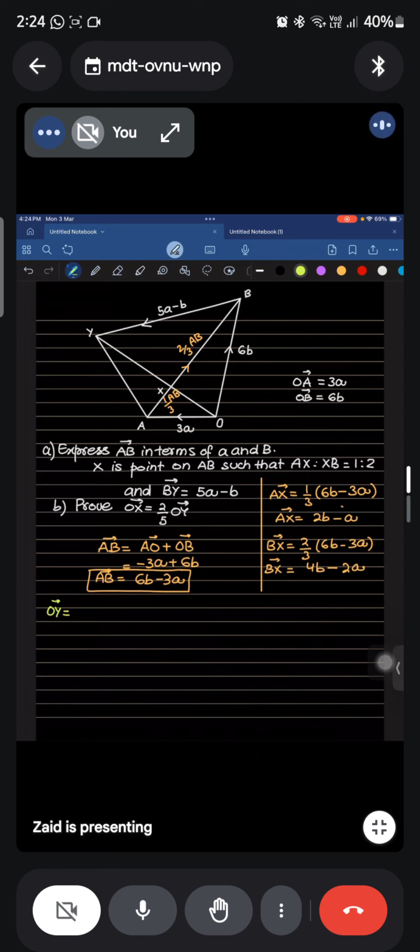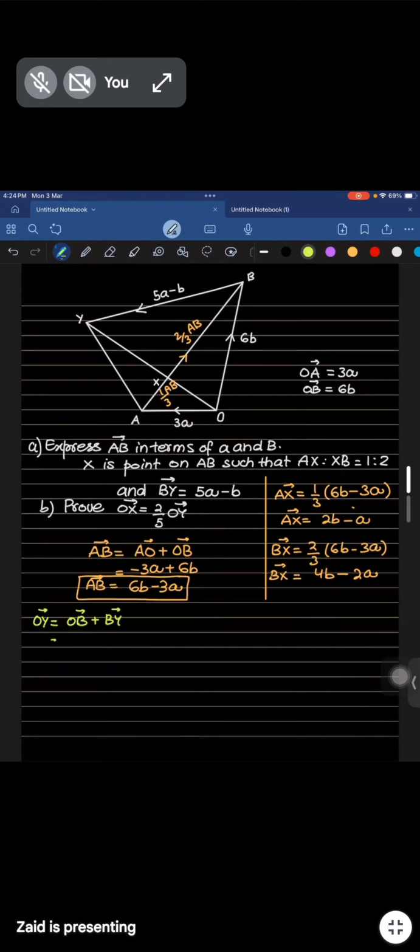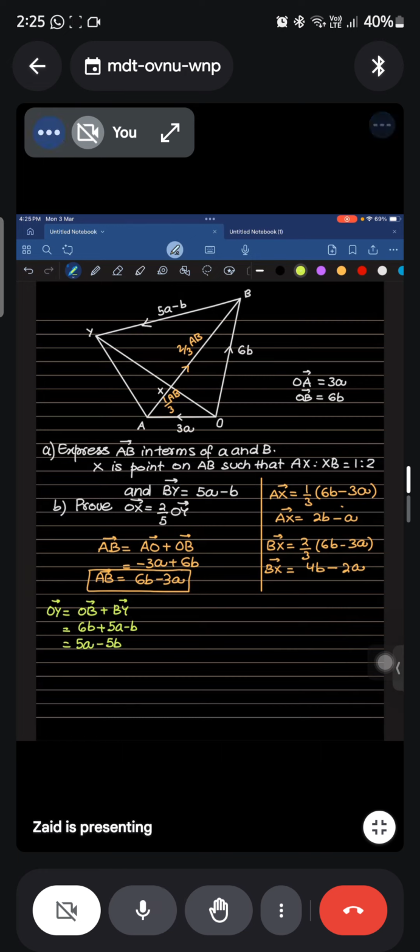OY. Yes, OA plus, but we don't know the value of AY. So why are you keeping yourself in trouble? Why don't we go the other way, plus BY? Yeah, that makes more sense, isn't it? OB plus BY. So OB is 6B and BY is 5A minus B. So that gives us 5A minus 5B. No, 5A plus 5B. Is it clear?